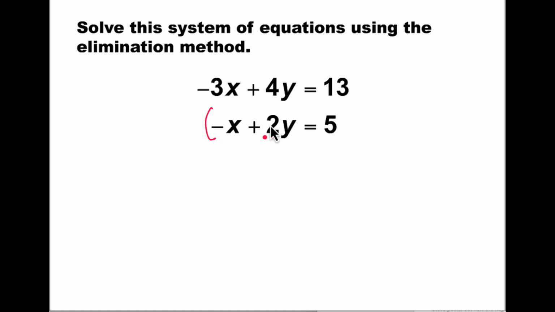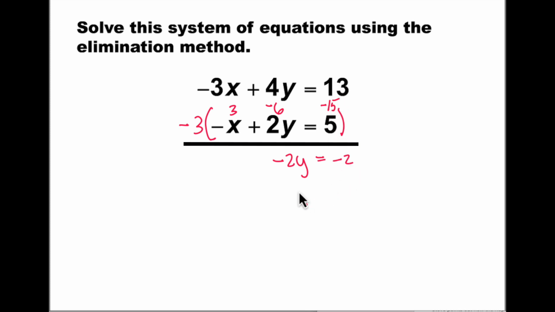So we take this equation and multiply it by negative 3, which gives us a coefficient of 3 here, which will cancel out this term, a coefficient of negative 6 here, and a coefficient of negative 15 here. Now use column addition to combine terms, so we get 4 minus 6, or negative 2y, equals 13 minus 15 equals negative 2. So y is equal to 1.